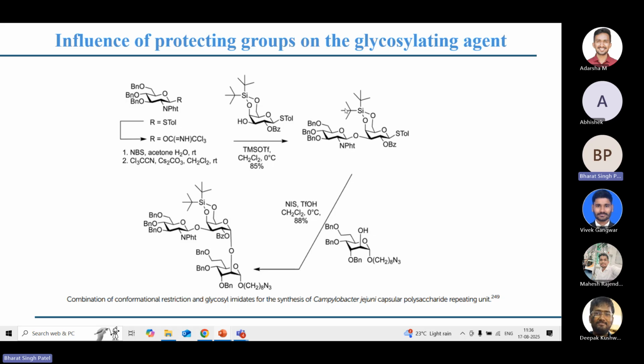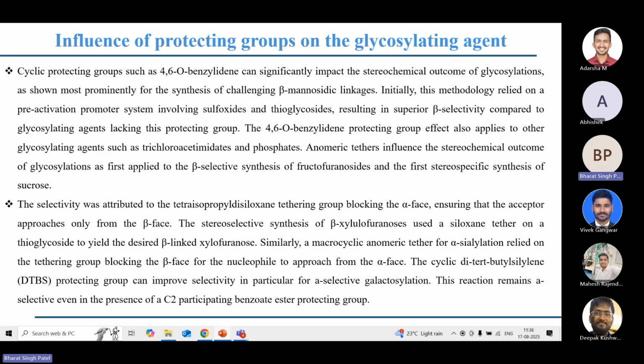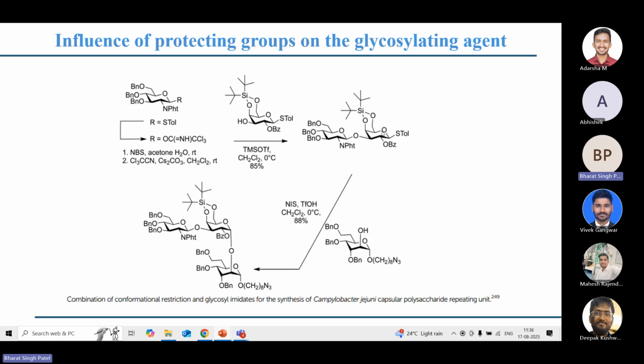Now here, this DTBS protecting group leads to the alpha-selective fashion, even though there is an ester group present at C2. Now this NGP is not a dominating effect compared to this protecting group, or the bulkiness of this tert-butyl group matters for this glycosylation to get exclusively the alpha glycoside.